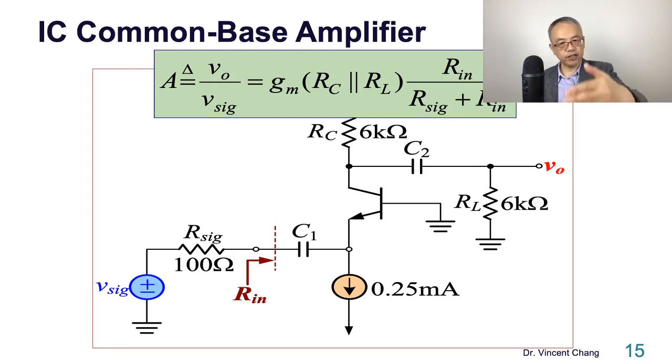We have come to the end of the common base amplifier. This lecture is also the end of the 3 bipolar junction transistor amplifiers: common emitter, emitter follower, and common base. I hope you can be more confident when you face this kind of circuit analysis.